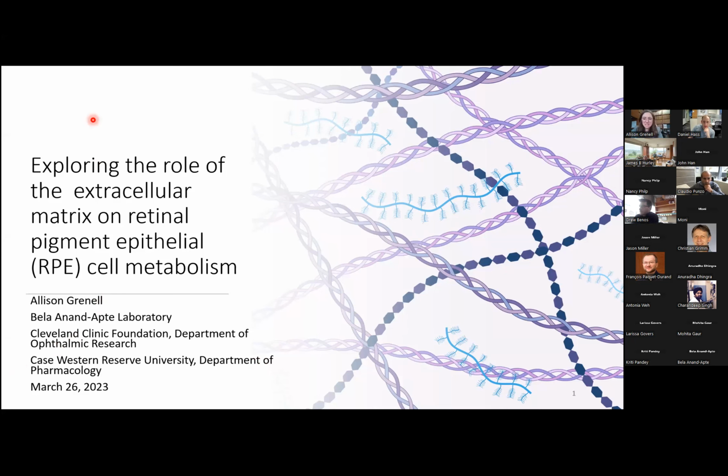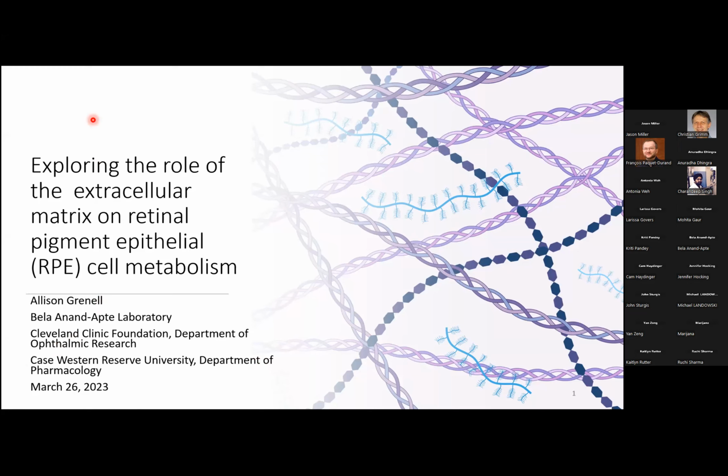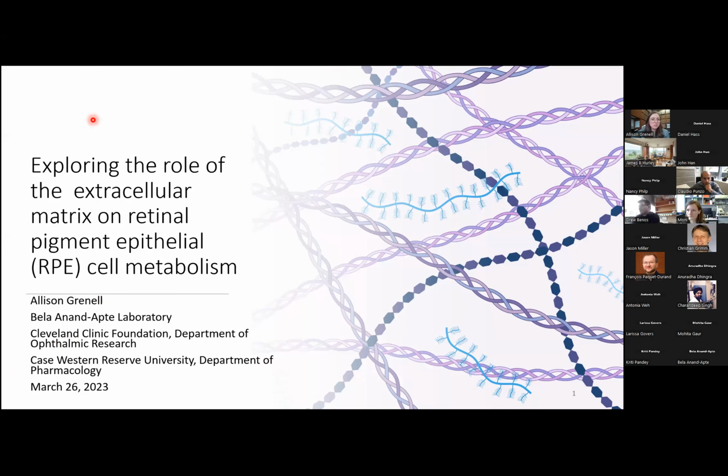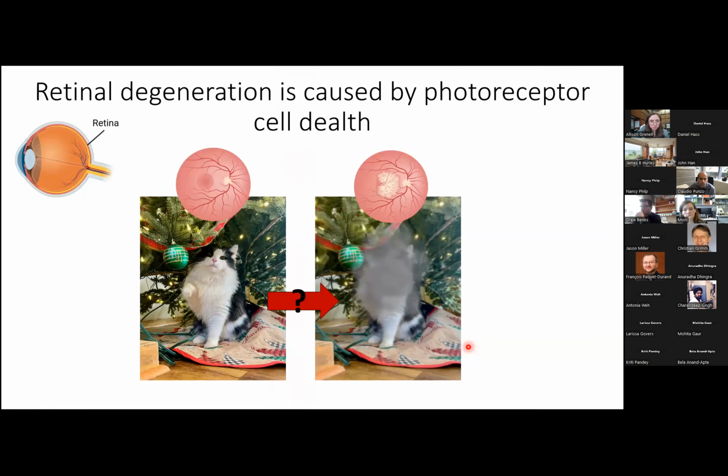So my name is Allison Grenell. I'm a PhD candidate in the Department of Pharmacology at Case Western Reserve University, and I do my research with Dr. Bela Anand-Apte at the Cleveland Clinic Cole Eye Institute. And today I'm excited to talk to you about my work exploring the role of extracellular matrix on retinal pigment epithelial cell metabolism.